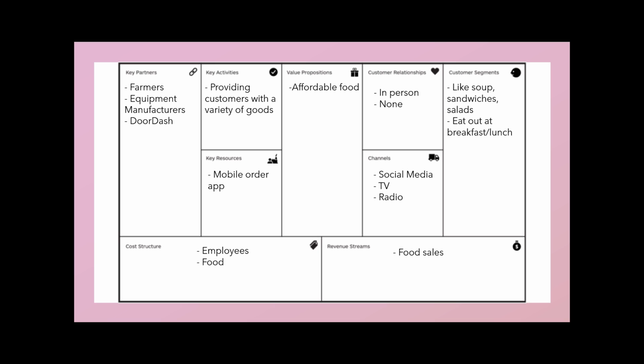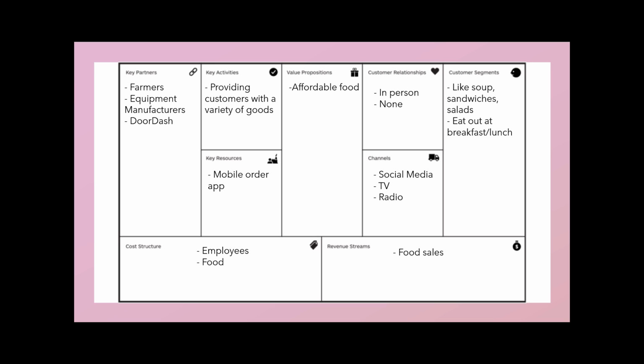So for Panera Bread, key partners would be farmers, equipment manufacturers, and DoorDash. Key activities would be providing customers with a variety of goods. The customer segmentation would include individuals who like salads, soups, and sandwiches, and they can even talk about breakfast and lunch because people who go to Panera tend to go during those hours.